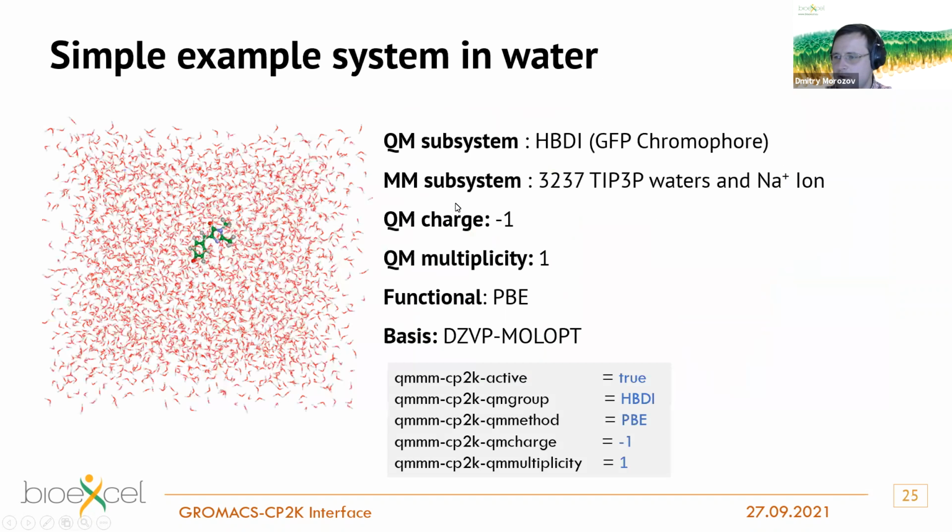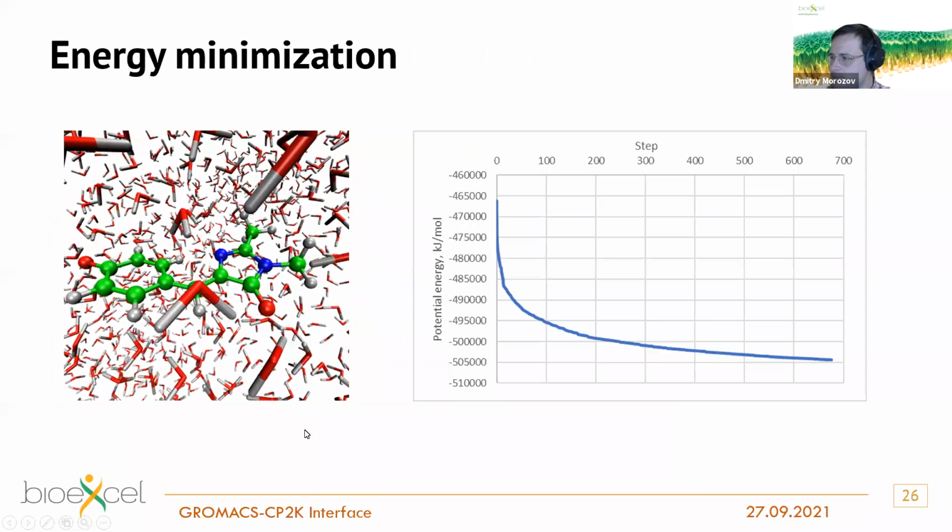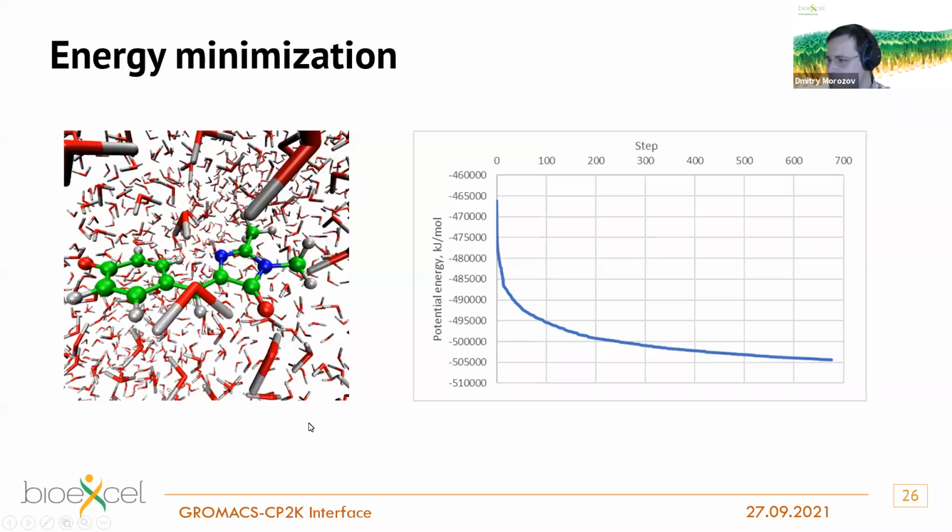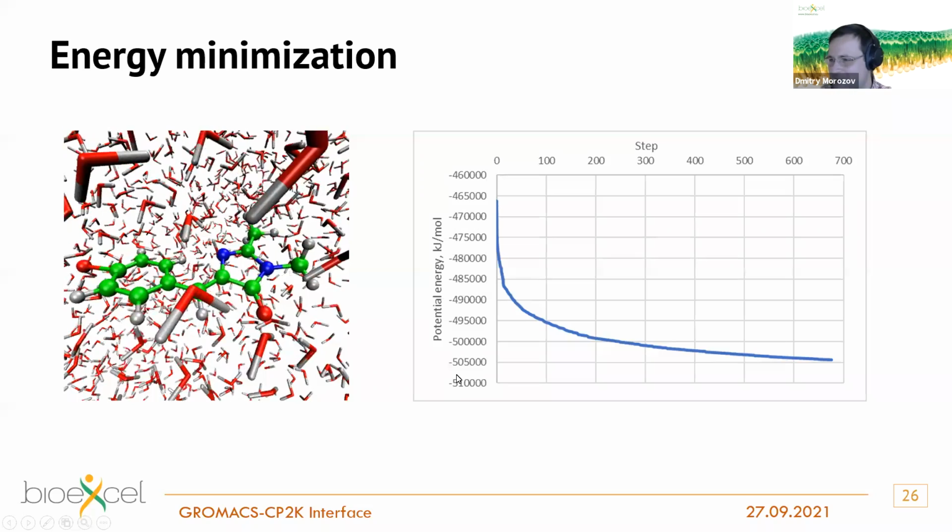So first is a very simple system. It's just basically the HBDI chromophore. It is the GFP, green fluorescent protein chromophore, but just in a water box, not in the protein. So this is the system. For that system, we first tested the energy minimization. The energy apparently minimizes, so it works.